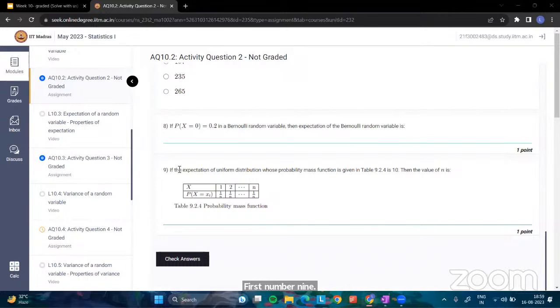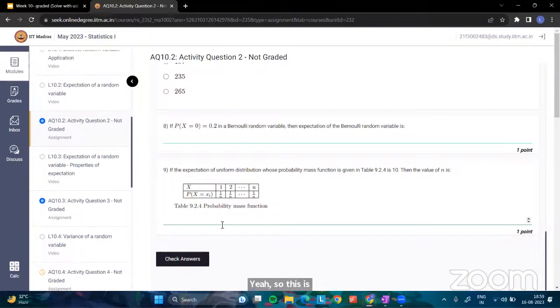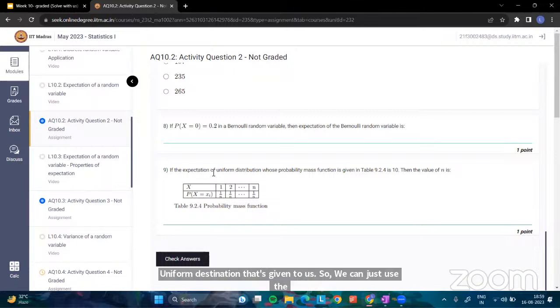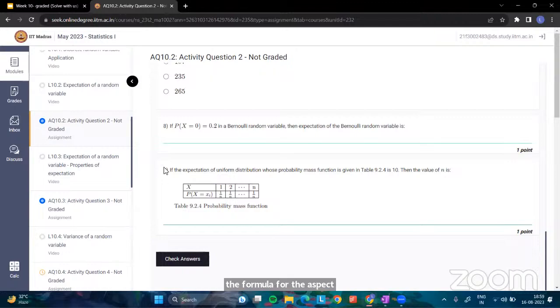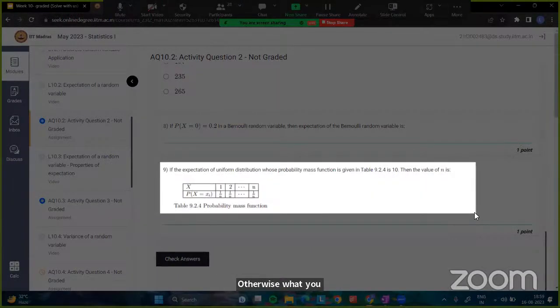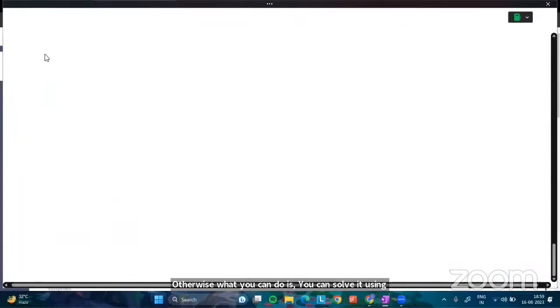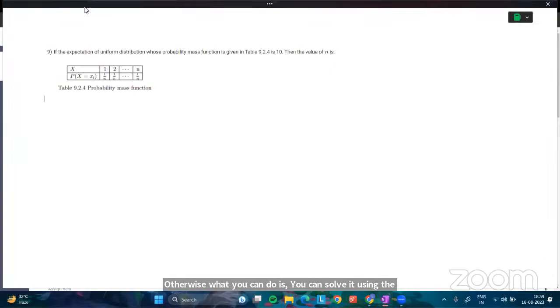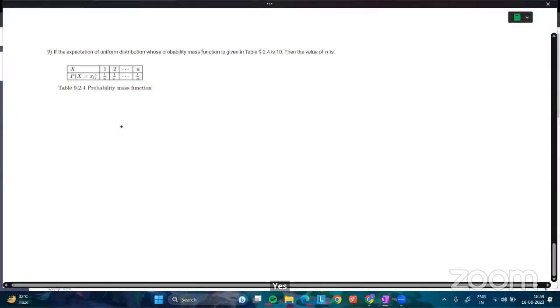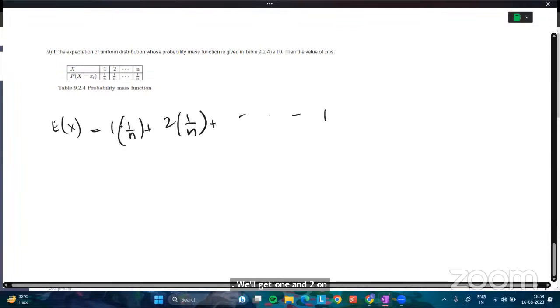So this is a uniform distribution that's given to us. So we can just use the formula for the expectation. Otherwise, what you can do is you can just solve it using the formula itself. Ma'am, if we are using the formula, then according to the formula, we'll be getting (n+1)/2, right? We'll get 1 into 1 by n plus 2 into 1 by n plus so on until n into 1 by n.